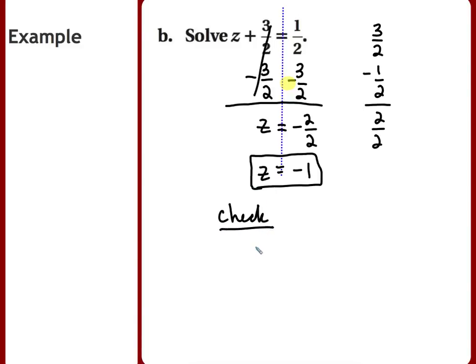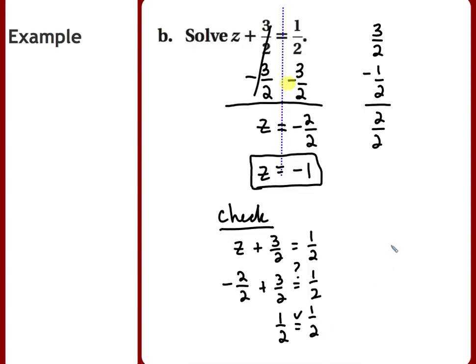Let's just do a quick check. So z plus 3 halves is equal to 1 half. I'm going to plug in the negative 2 halves. Negative 2 halves plus 3 halves equals 1 half. And we're checking that. And sure enough, a negative 2 and a positive 3 is a positive 1. So I have 1 half is equal to 1 half. So it checks out that z is equal to negative 1.